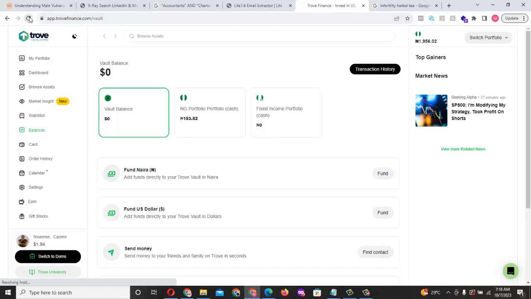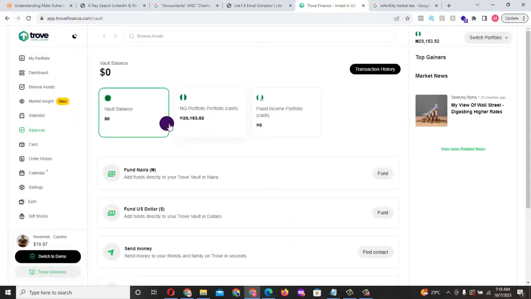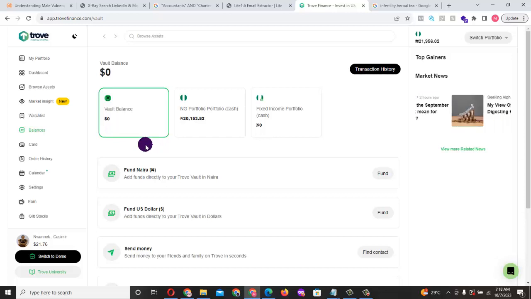Okay, so let me try and refresh if these funds have been dropped. Boom, you can see the money has been dropped into the Naira portfolio account, that is cash. So now the next thing you can then do is to buy stocks. So how do you buy stocks?